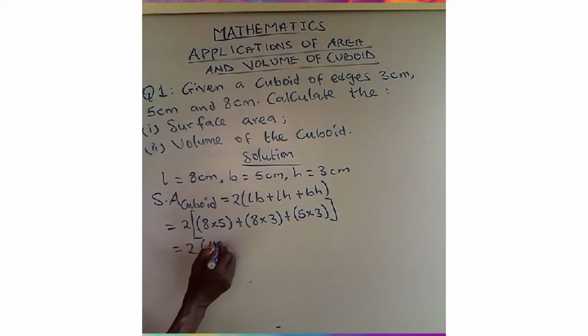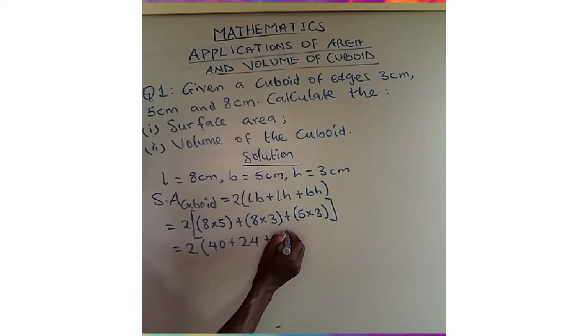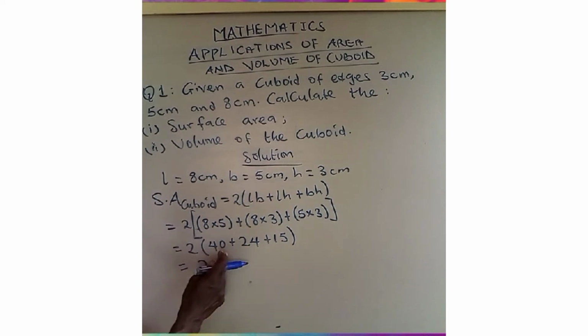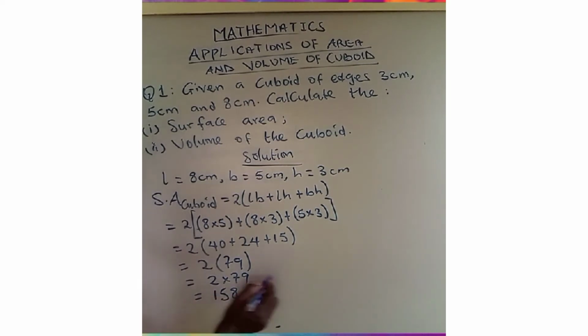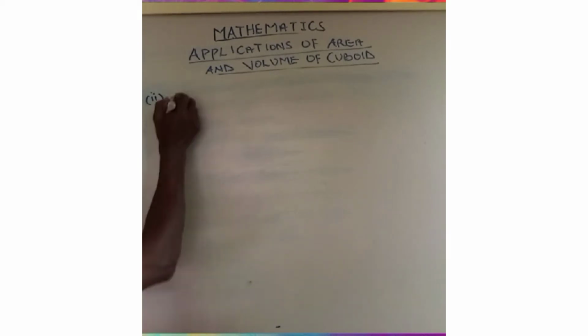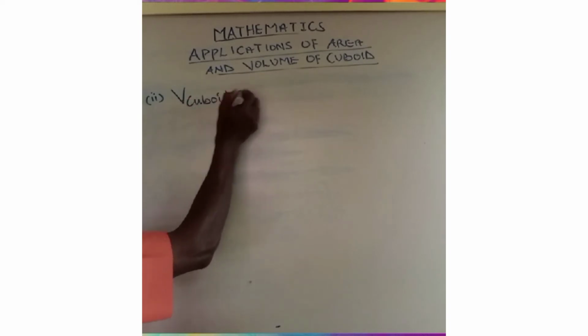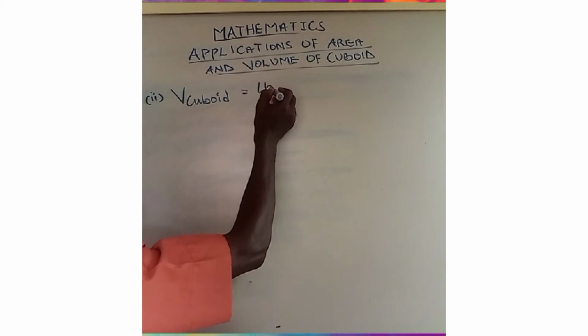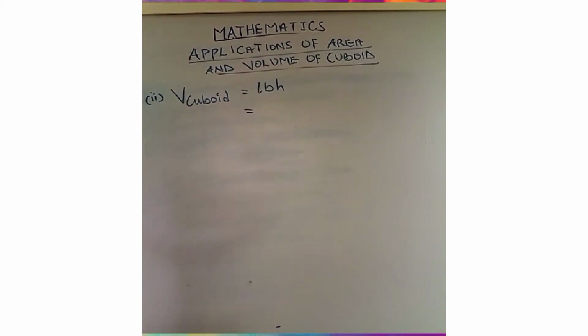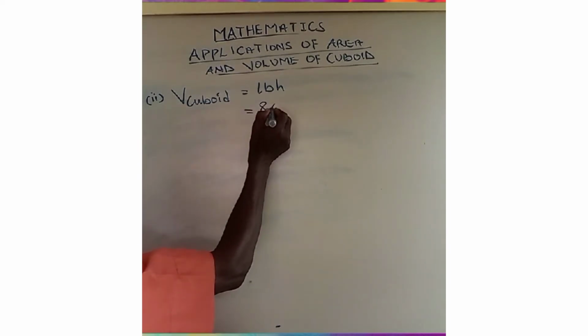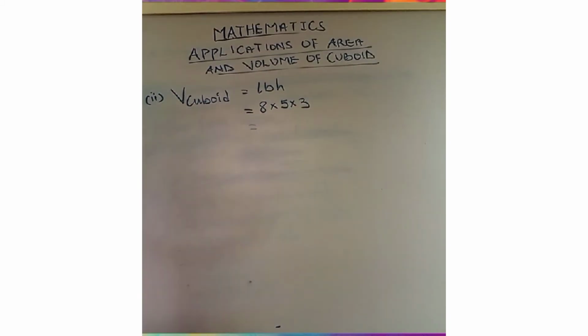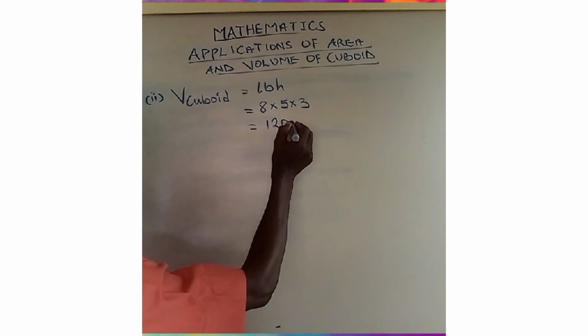So we have 2 open bracket, 8 multiplied by 5 gives us 40, plus 24, plus 15. When we add 40 to 24 and as well add it to 15, it's going to give us 79. The bracket here means multiplication, so 2 multiplied by 79, and our final answer will give 158 centimeter square. Next, we should find the volume of the cuboid. Volume of a cuboid is given as length multiplied by breadth multiplied by height. From the question, our length is 8, our breadth is 5, our height is 3. So when we multiply this, we are going to have 120 centimeter cube.